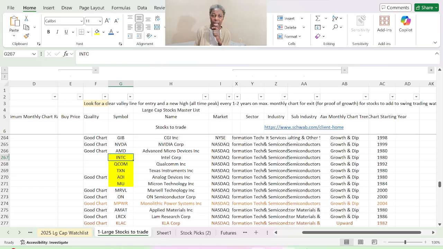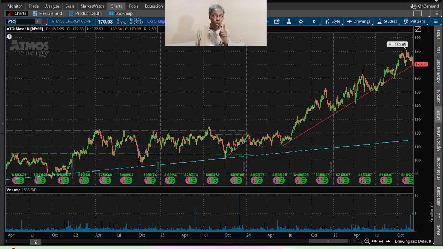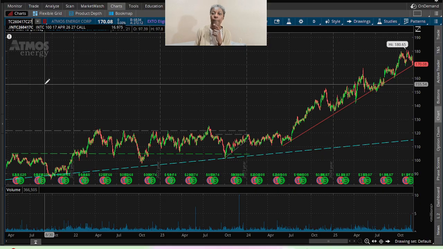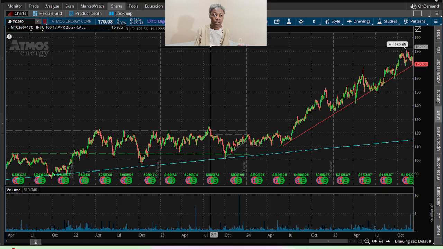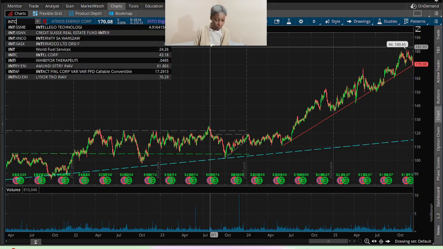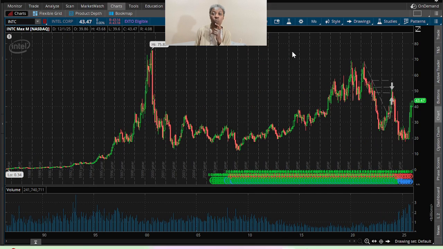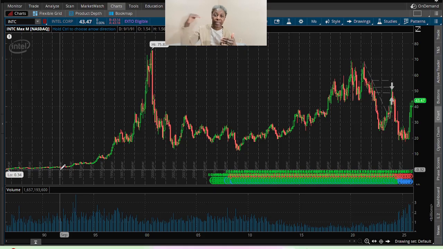That is Intel. I like Intel, but I'm not entirely sure if I purchased it before. We are going to see, but it never made it to my yearly watch list yet. So we are going to use the maximum monthly chart and take a look at it here. What we consider a good stock to put on your watch list, after it made it to your master watch list, is to look for higher lows at the valley and higher highs at the mountain peak.